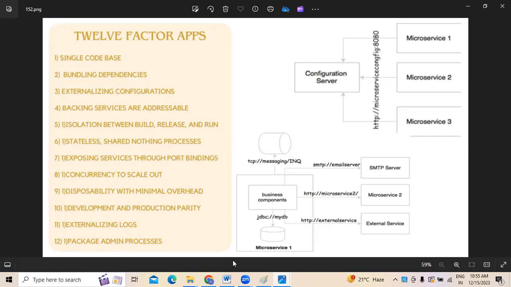Yes. Right, so the next points, exposing services through port binding, items 7 to 12, we are going to discuss in tomorrow's session. Okay, tomorrow's session.